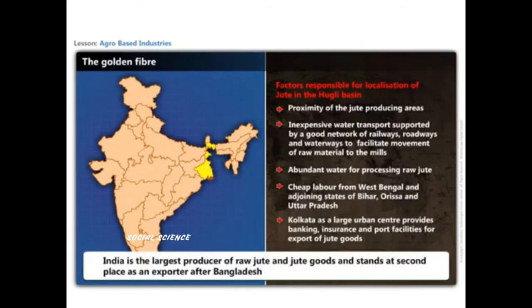India is the largest producer of raw jute and jute goods and stands at second place as an exporter after Bangladesh.